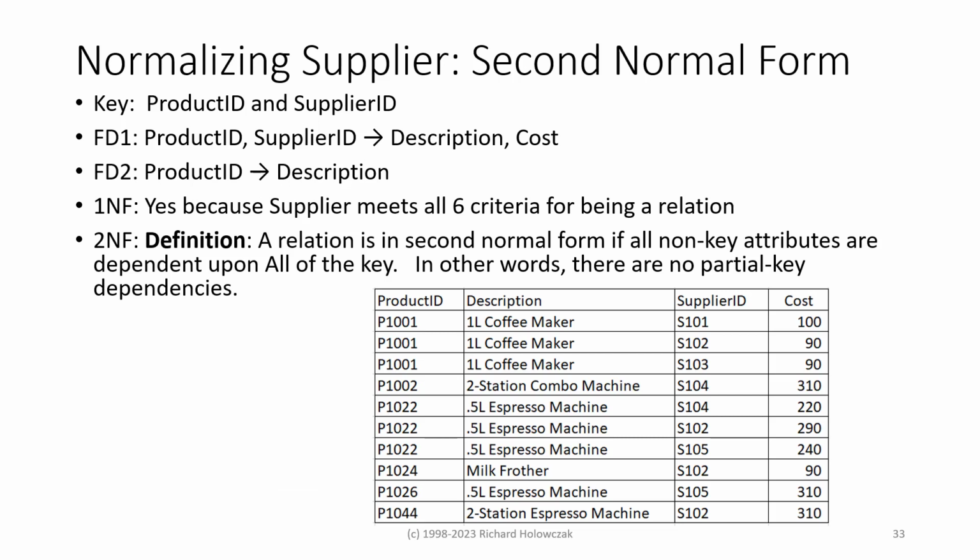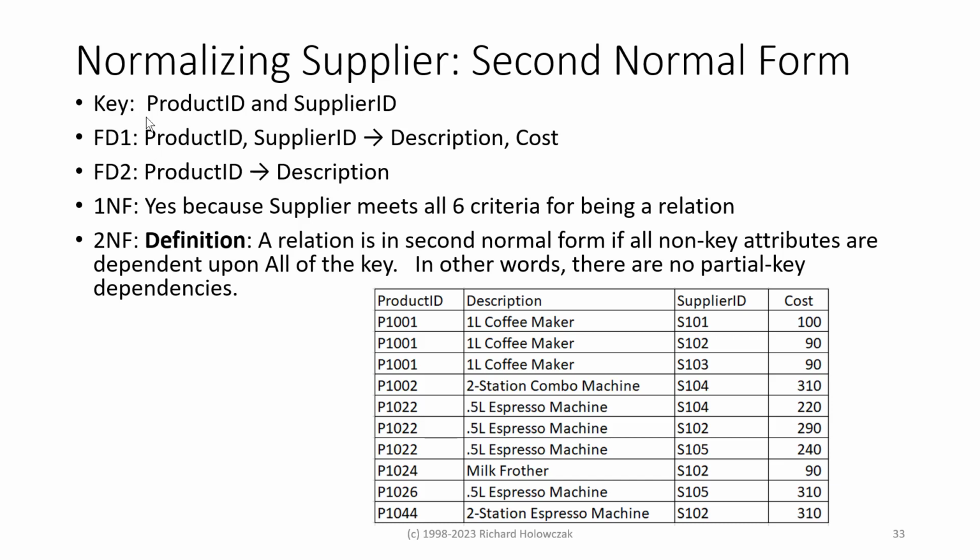A relation is in second normal form if all of its non-key attributes are dependent upon all of the key. This is a very confusing sentence. The first 19 times you read it, you'll be very confused, and that's understandable.